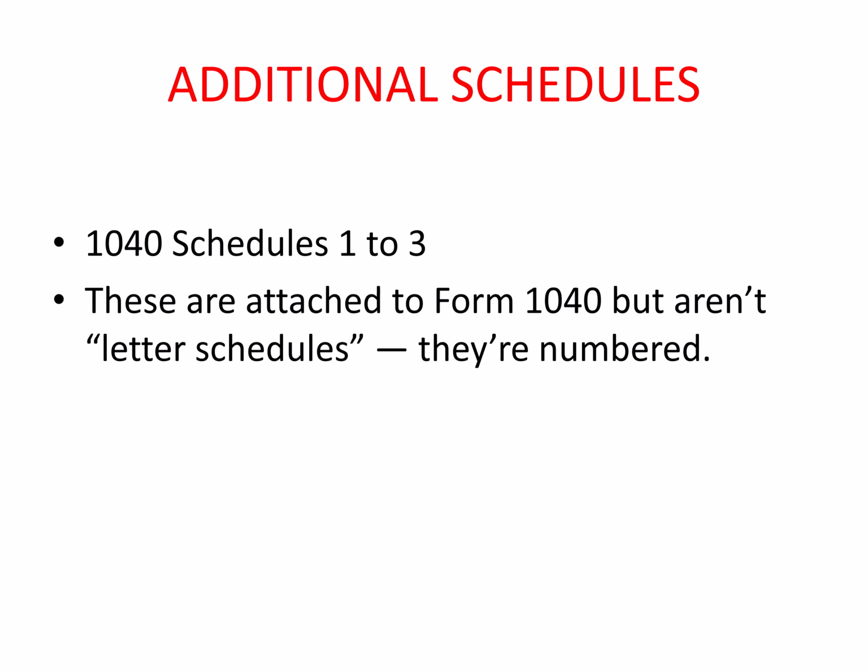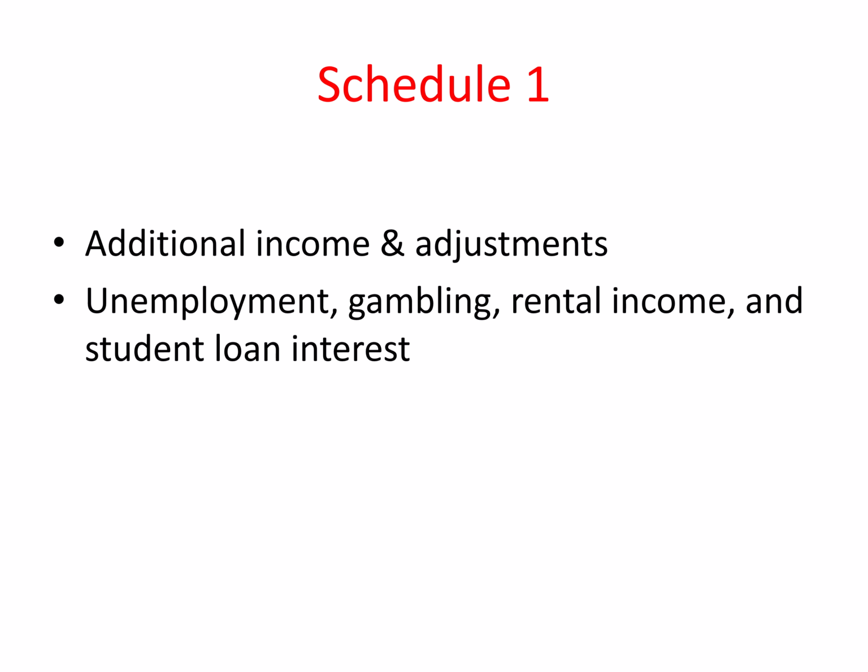Additional schedules: 1040 Schedules 1 to 3. These are attached to Form 1040, but aren't letter schedules, they're numbered. Schedule 1, Additional Income and Adjustments, includes unemployment income, gambling winnings, rental income, and the student loan interest deduction. Important fact: this is the catch-all schedule.